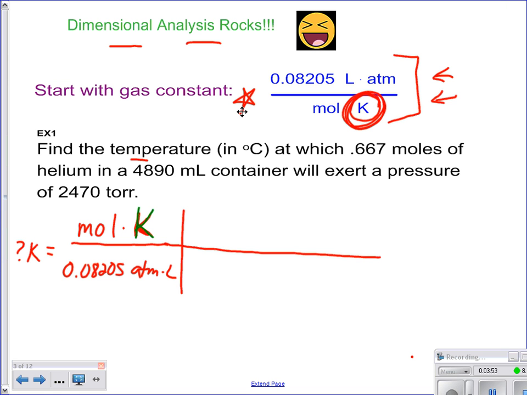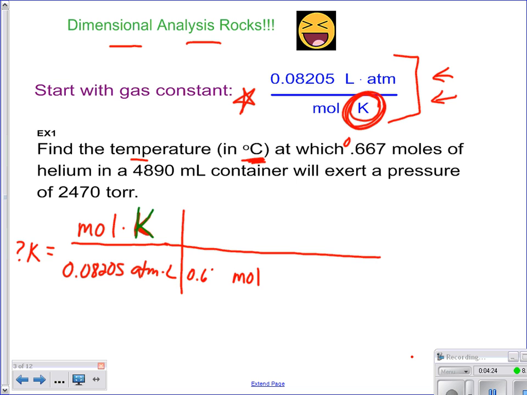Now I read through here. And by the way, don't let that trick you. Yes, it's asking for degrees Celsius, but you must work in Kelvin. That very last little step you can convert to Celsius again. Okay, so I see that I've got 0.667 moles. If we've got moles, where should we put moles so that it cancels out, top or bottom? Bottom.